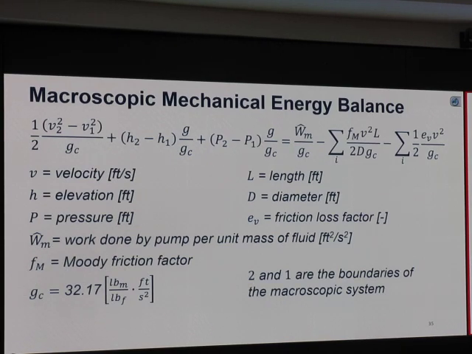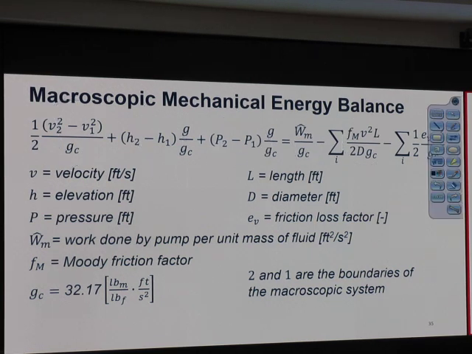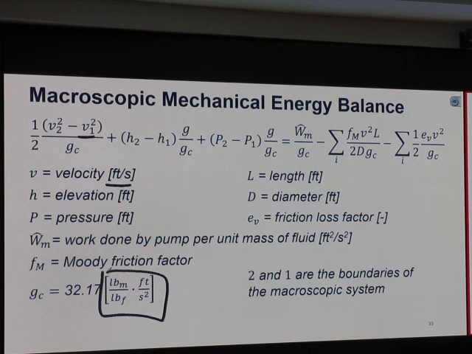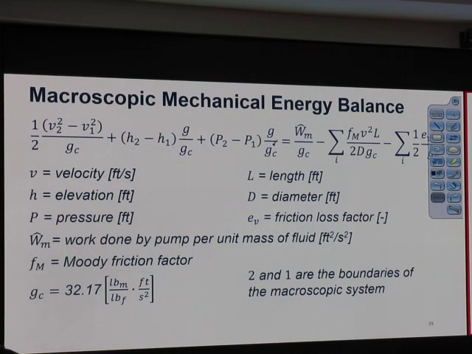Let's take a look at the unit. In this equation, every term has the same unit. Do you believe me? Maybe. V is feet per second. G sub C is that. H is feet, and over here is G over G sub C. P is feet too, and we have G over G sub C. This is the field unit.